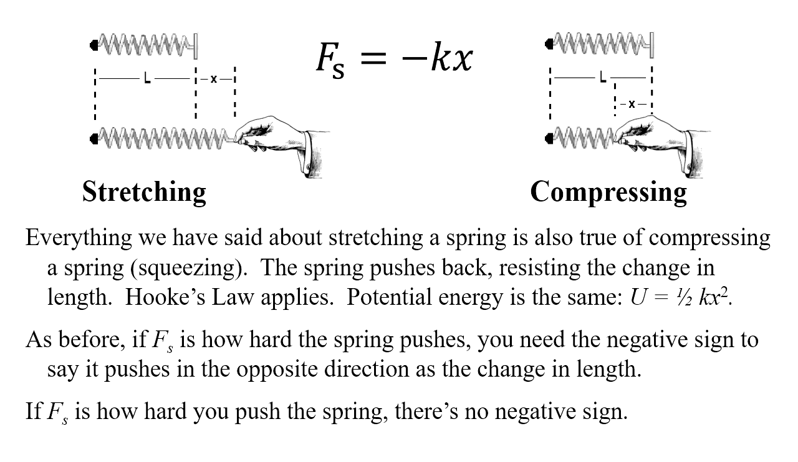As before, if spring force is how hard the spring pushes, you need to put a negative sign in there to say that the spring is pushing in the opposite direction as the change in length. But if F sub s is how hard you are pushing on the spring to compress it, there's no need for a negative sign. Don't let this confuse you. It normally works itself out as common sense as you think about the questions when you face them.